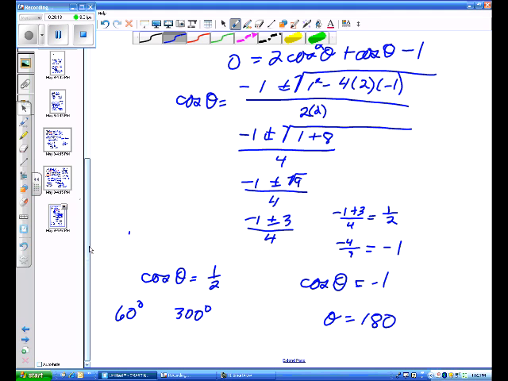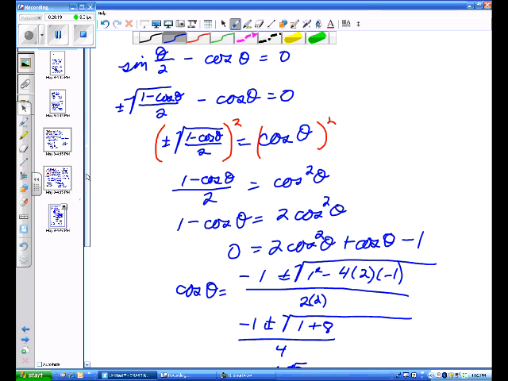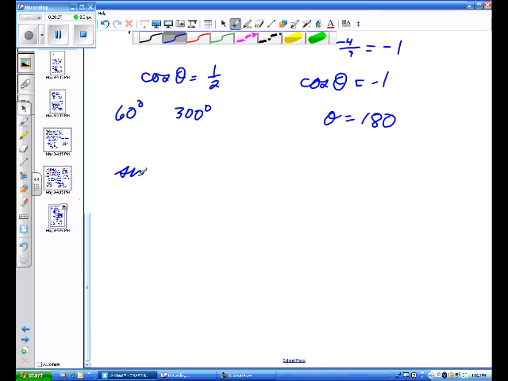If you remember way back up here, I squared both sides. So we're going to have to check, and we always check it in the original. So let me go ahead and rewrite the original down here where we can see our angles. We had the sine of theta over 2 minus the cosine of theta equaled 0. So for 60, that would be the sine of 60 over 2 minus the cosine of 60.